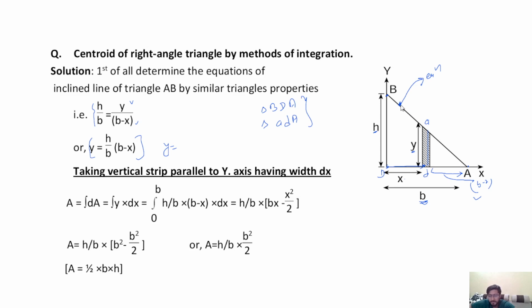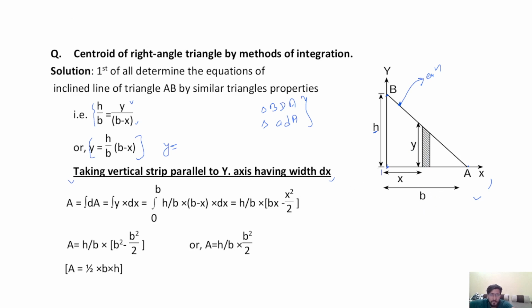If the question gives this equation, we don't need to determine it. Here the question doesn't give the equation of this line, so we first determine the equation of this line. After determining the equation of this line, taking a vertical strip parallel to the y-axis having width dx, we consider this vertical strip, which has a very small width as compared to the others.